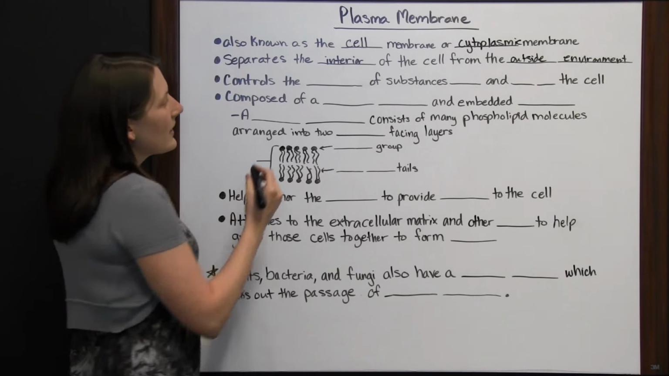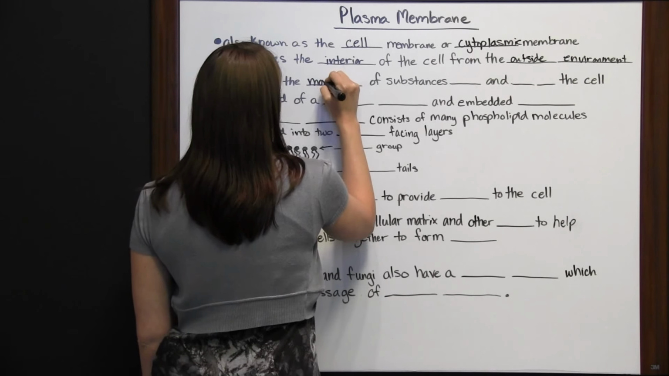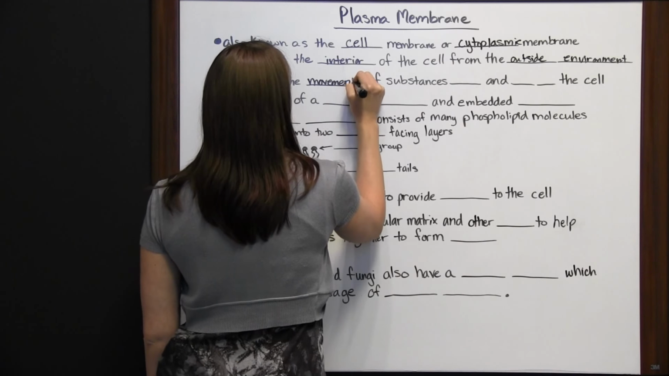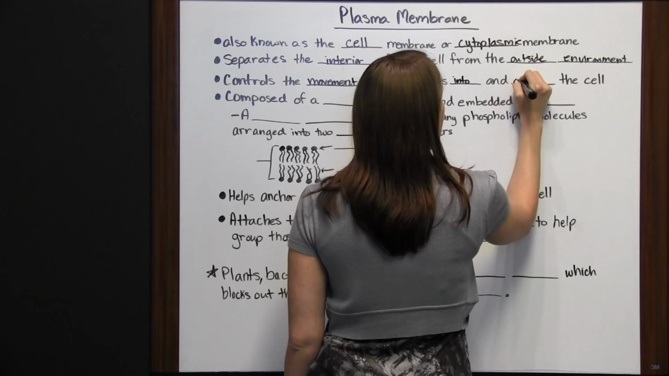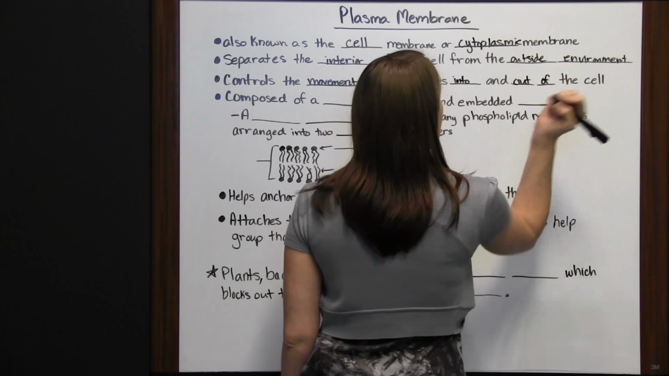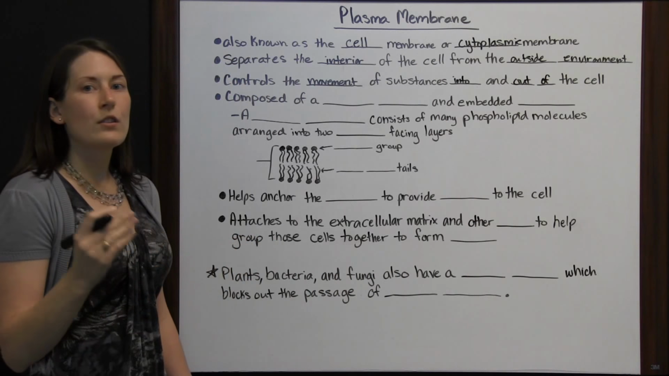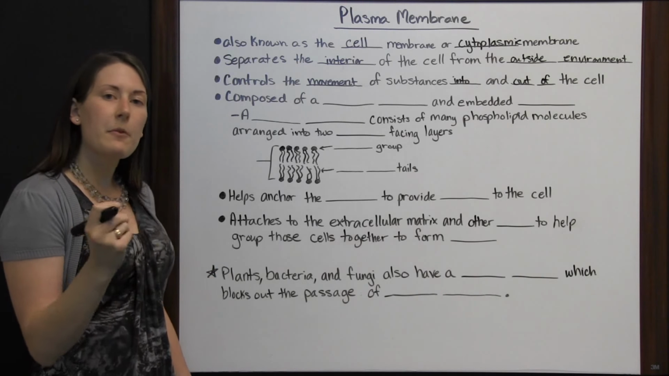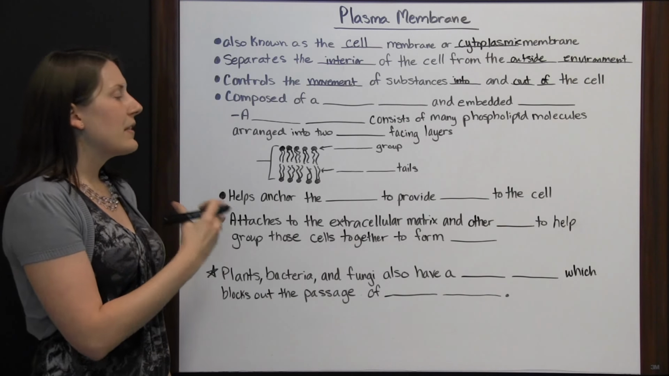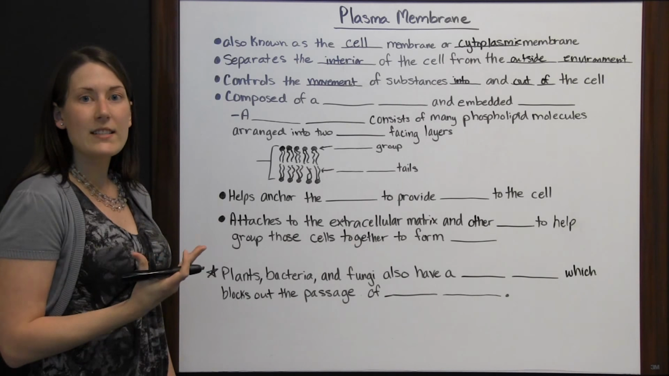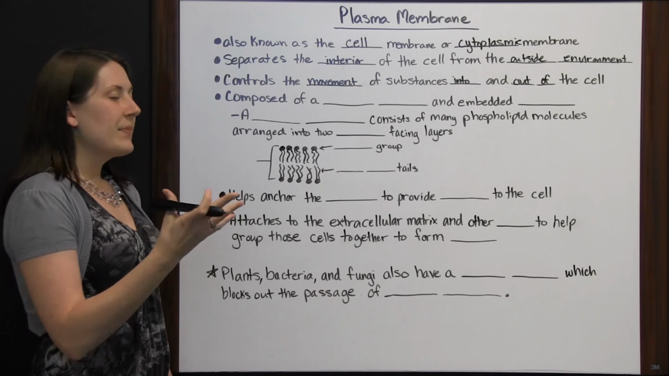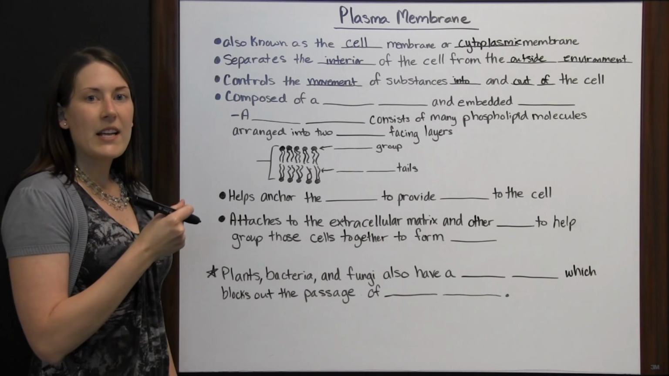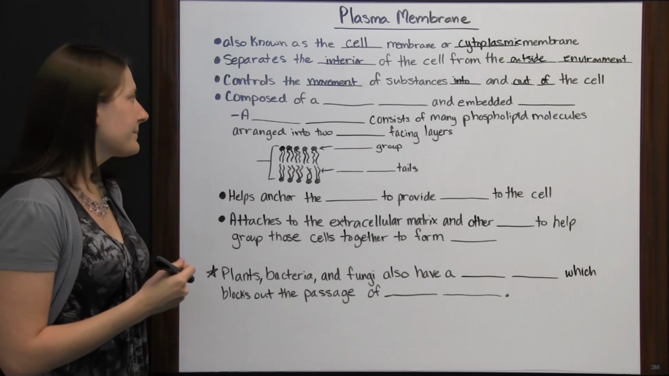The plasma membrane controls the movement of substances into and out of the cell. So it controls what passes into the cell and what passes out of the cell. So if there are things that are waste and need to get out of the cell, the plasma membrane is controlling that. If the cell needs something, the plasma membrane is going to be what lets it in.